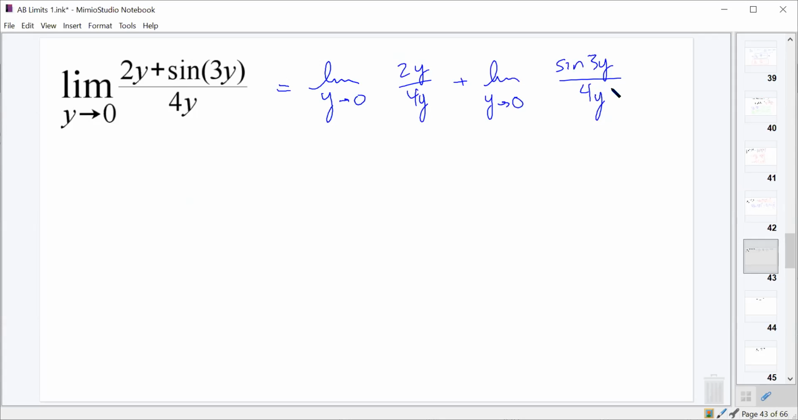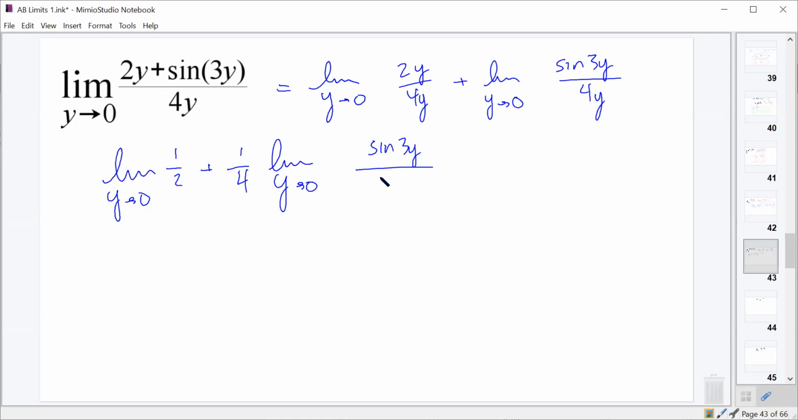Everybody good with that? Hopefully. And the 2y over 4y, we can cancel the y. So that just becomes the limit as y approaches 0 of a half. And then this one, we'll pull the 1/4 out. And we've got sine of 3y over y. And what do we need to throw in there?